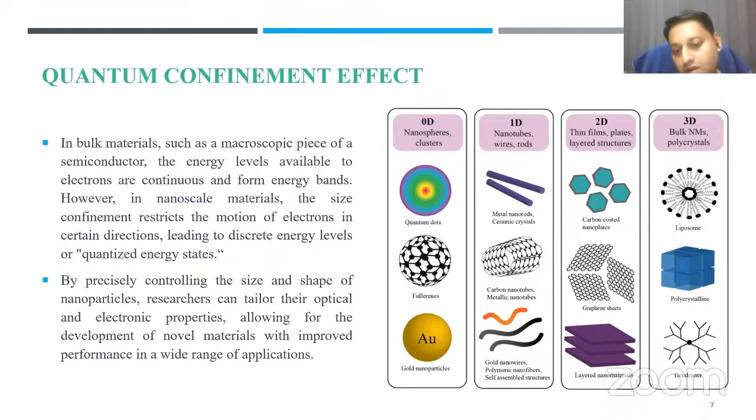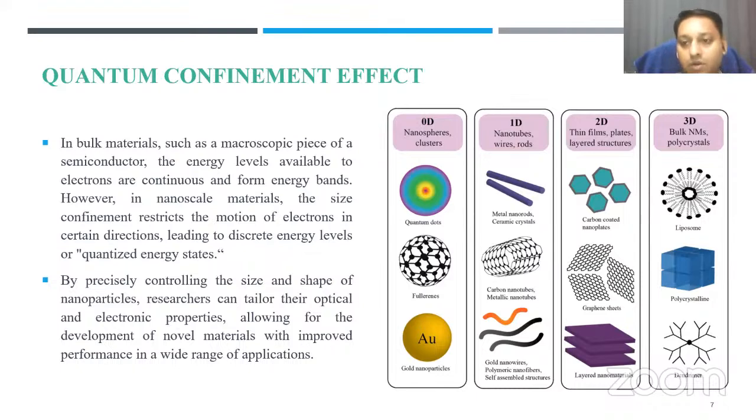Zero dimension, we have the application as fullerene. Fullerene is a zero-dimensional form of carbon, as I said earlier. Quantum dots and gold nanoparticles are examples of zero-dimensional materials. One-dimensional material examples are nanotubes, carbon nanotubes, metal nanorods, nanowires. There are n number of applications that you can find for the 1D form of nanomaterial.